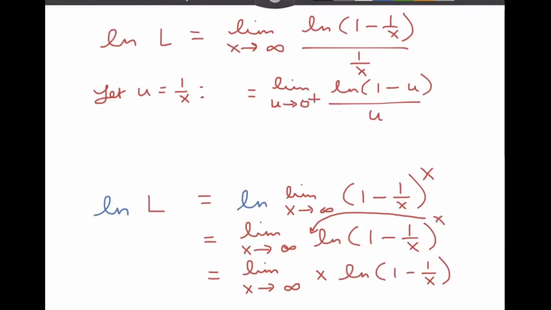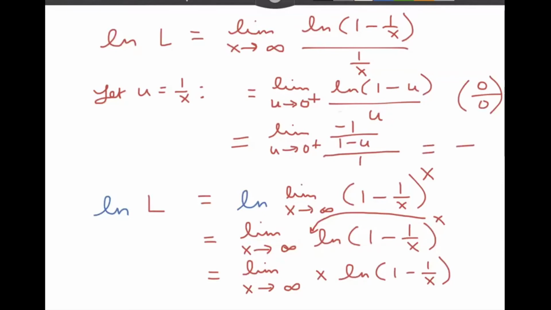Okay, so now I'll use L'Hopital's rule because, again, it is in the correct form. It's got the form 0 over 0. The derivative of natural log 1 minus u is 1 over 1 minus u times the derivative of 1 minus u, which is -1. And the derivative of u is 1. As u approaches 0 from the right, that thing is approaching -1.